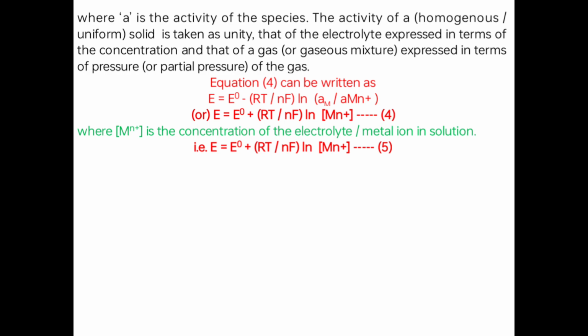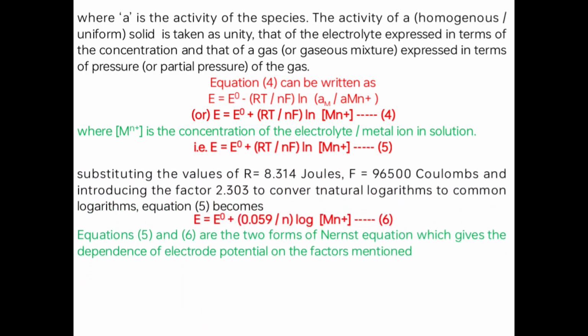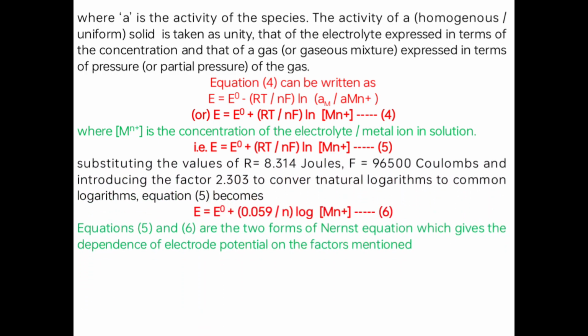Equation 4 can be written as E is equal to E naught minus RT by nF ln of 1 by a of Mn+, where Mn+ is the concentration of the electrolyte metal ion in the solution. Substituting the values of R equal to 8.314 joules, F equal to 96500 coulombs, and introducing the factor 2.303 to convert natural logarithms to common logarithms, equation 5 becomes E is equal to E naught plus 0.059 by n log Mn+. Equations 5 and 6 are the two forms of the Nernst equation, which give the dependence of electrode potential on the factors mentioned.